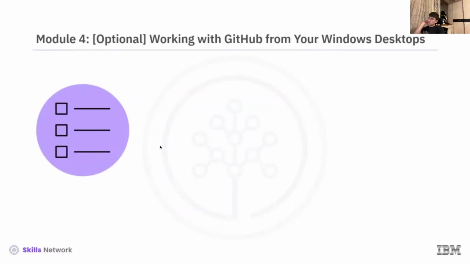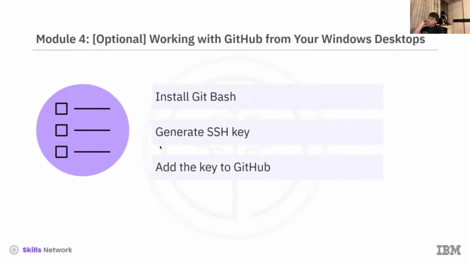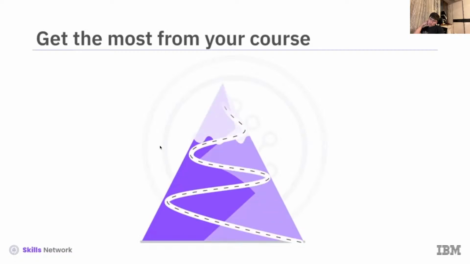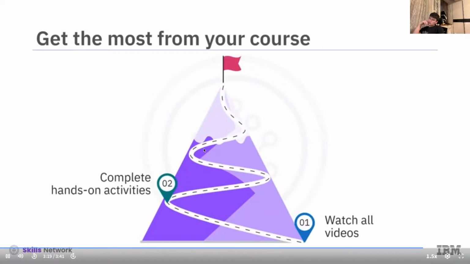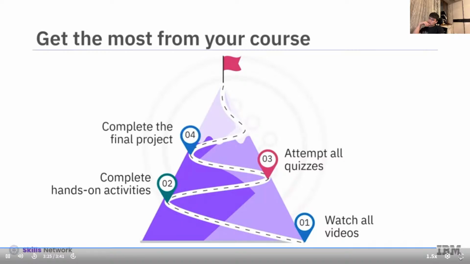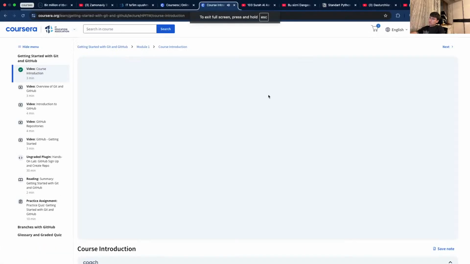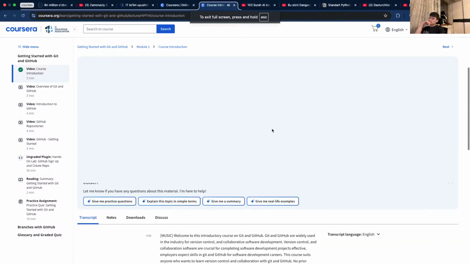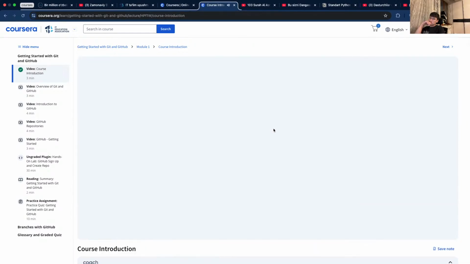In the final module, you'll explore optional topics on using GitHub from your Windows desktop. You will learn to install Git Bash, generate an SSH key, and add it to GitHub. To get the most from your course, watch all videos, complete the hands-on activities to practice your new skills, attempt all quizzes, complete the final project, and create your shareable portfolio. Remember to use the discussion forum to connect and collaborate with your peers or seek assistance from the course staff. Let's get started on this exciting journey.